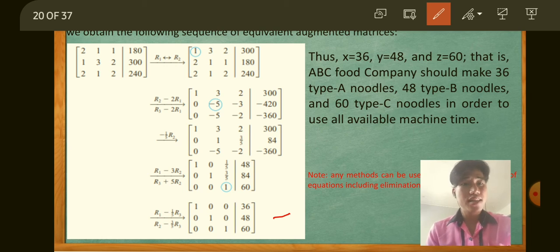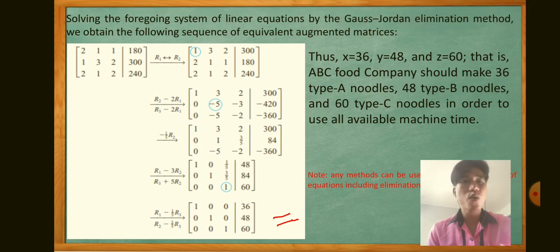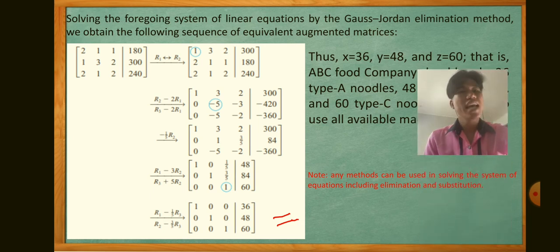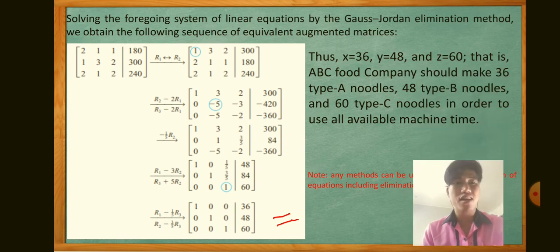So here, the answer is x equals 36, y equals 48, and z equals 60. That is, ABC Food Company should make 36 type A noodles, 48 type B noodles, and 60 type C noodles in order to use all available machine time. Note, any method can be used in solving the system of equations, including elimination and substitution. Here, he used the Gauss-Jordan elimination method.